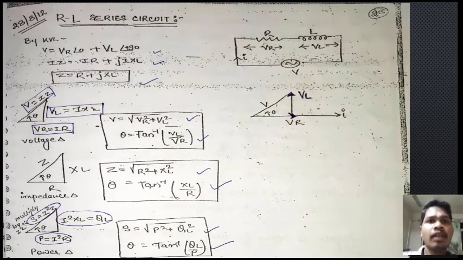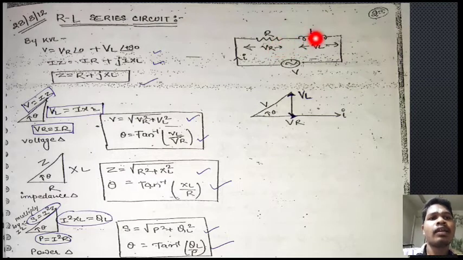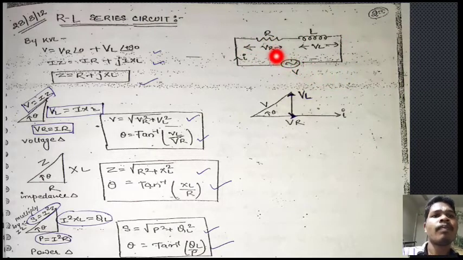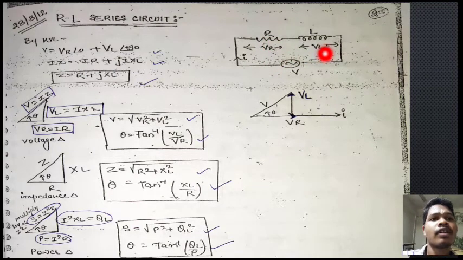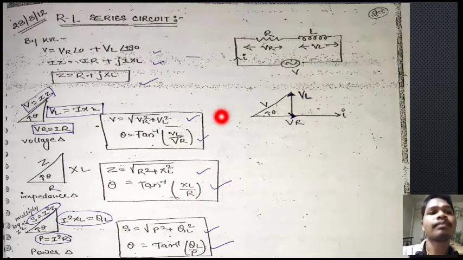So see here in the RL series circuit, there are two elements, resistance and inductance, connected in series with the voltage source. This voltage source is an AC voltage source, that is Vm sin omega t, with the current flowing across the inductor and the resistance. So the voltage across the resistance is VR and the voltage across the inductance is VL. VL is L di by dt, VR is equal to I into R.